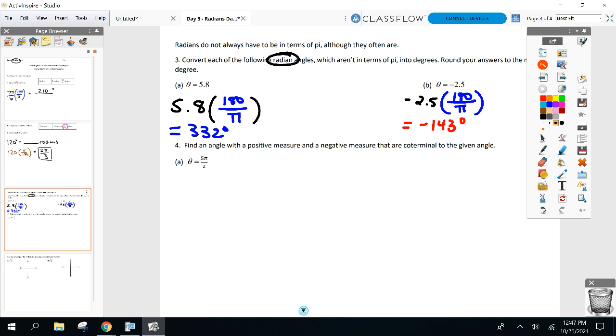Here's my angle. It's in radians. I see the pi. It's in radians. Give me a positive and a negative coterminal angle with it. Review.